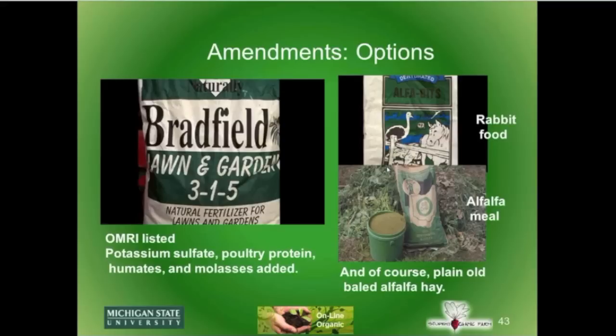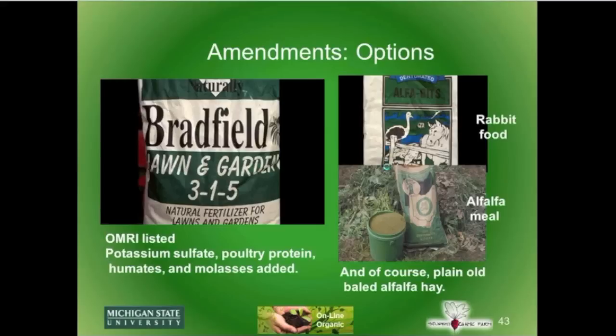Another material that we started working with, because early on I think there was some concern about people getting into organic transplant production and where would I get a material that was safe, and some people wanted a plant-based material. This was something that we started working with over 10 years ago when it first came out, the Bradfield material, because it was OMRI listed. It's a mix of primarily alfalfa supplemented with potassium sulfate and some poultry protein, humates, and molasses.